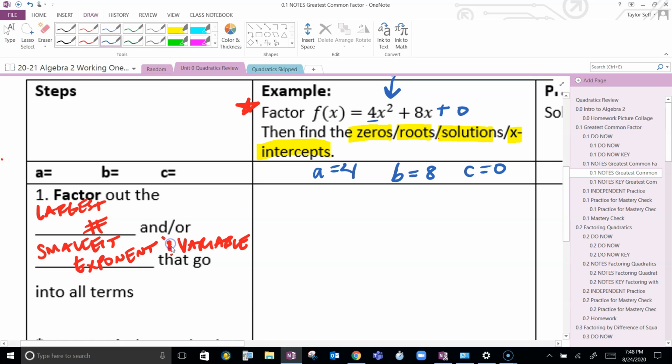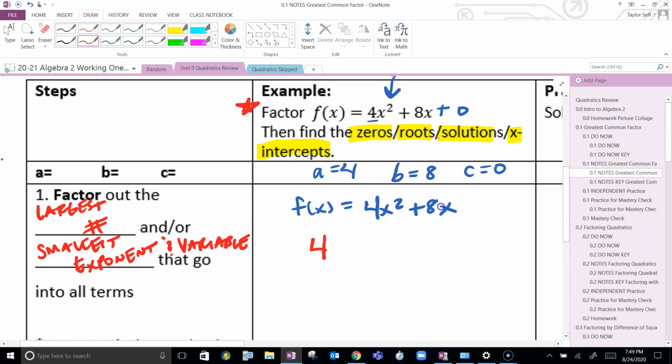I'm going to write what we started with. We have f of x equals 4x squared plus 8x. We don't need the plus 0. Now let's factor out the largest number that goes into all terms. What is the biggest number that goes into these numbers? 4. 4 can go into 4. 4 can go into 8. That's the biggest number that goes into both 4 and 8.